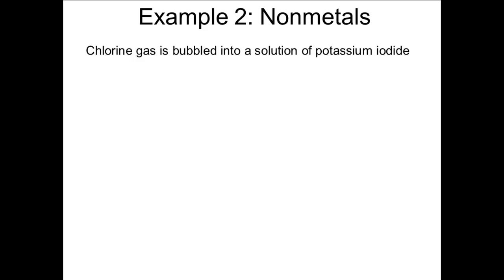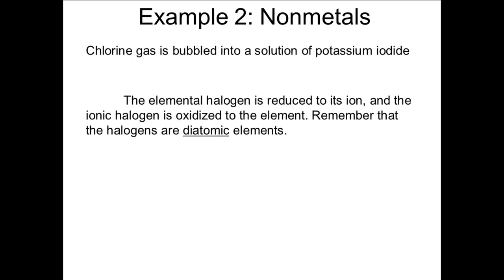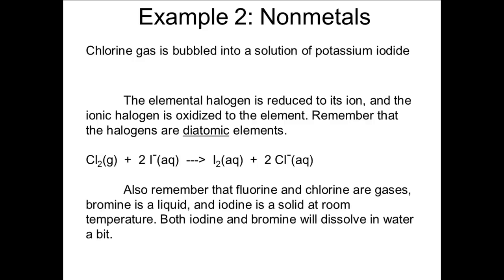Nonmetals. Chlorine gas is bubbled into a solution of potassium iodide. The elemental halogen is reduced to its ion, and the ionic halogen is oxidized to the element. Remember that the halogens are diatomic elements. You should remember that fluorine and chlorine are gases, bromine is a liquid, and iodine is a solid at room temperature. Both iodine and bromine will dissolve in water a bit.